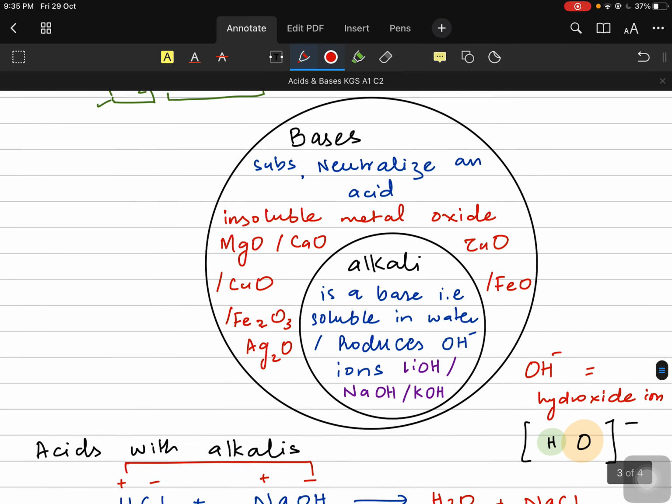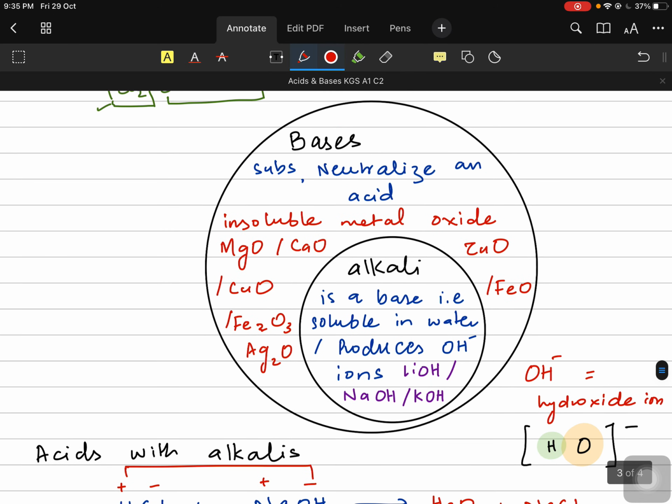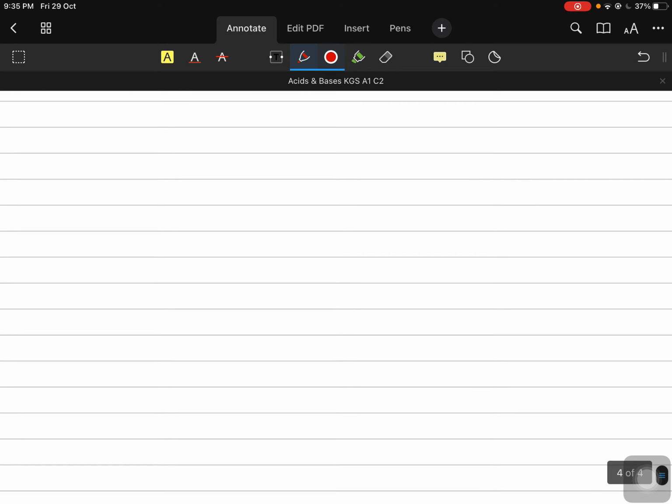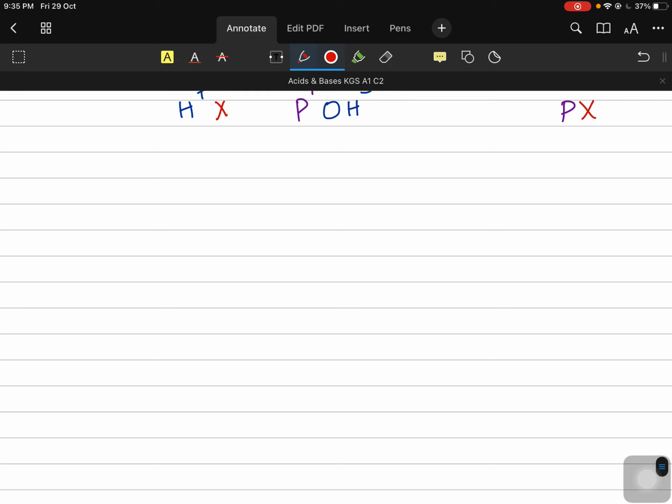So we are done with the idea that bases neutralize acids. They can be alkalis which are water soluble, which are only 4 alkalis: LiOH, NaOH, KOH, and NH4OH. And generally the other bases are insoluble ones, which are metal oxides. So in the next session, we'll be talking about the reaction of acids with metallic oxides, and we'll get done with it. So we'll jump onto the bases.